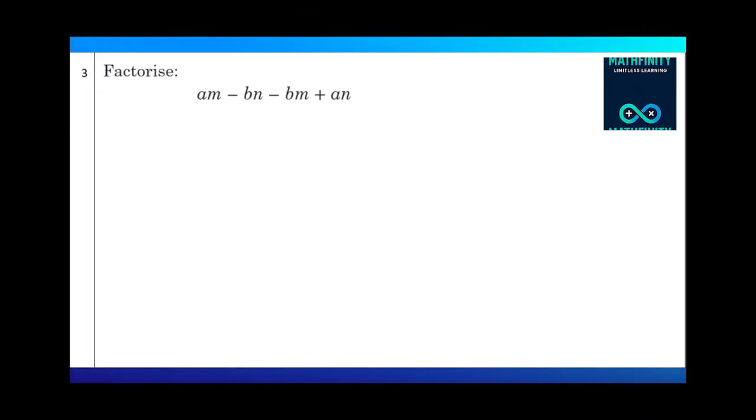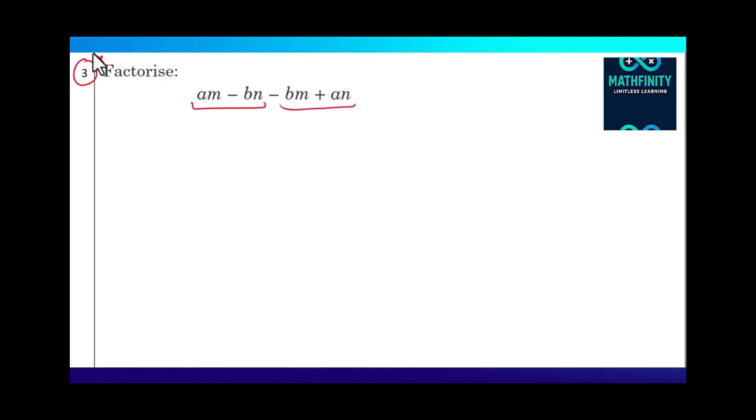Question number three, factorize. And we can see they gave us four terms. This type of question is important. Please, you have to concentrate properly. First, I will go the same as question number one and two. We will form two groups, this group and this group. And then we will check what is common from the first pair.